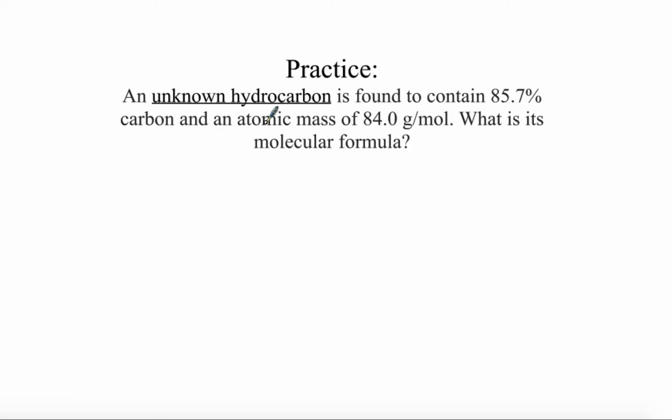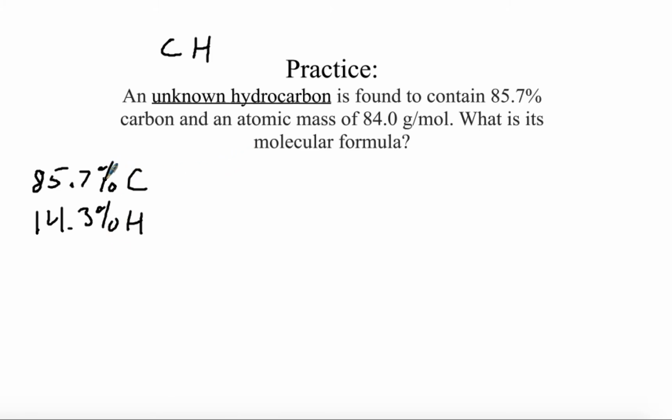So let's take a look here. We have an unknown hydrocarbon that contains 85.7% carbon, and this hydrocarbon has a mass of 84 grams per mole. So we want to know what the molecular or the true formula is. The only thing that we know is the percent composition of carbon, which is 85.7%. Well, we know it's a hydrocarbon, so that means there's carbon and hydrogen present. So if it's 85.7% carbon, that means it's got to be 14.3% hydrogen.